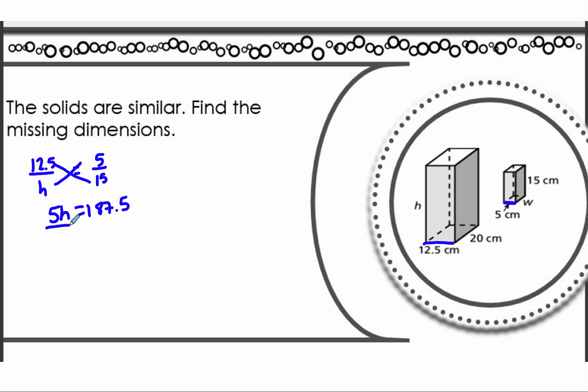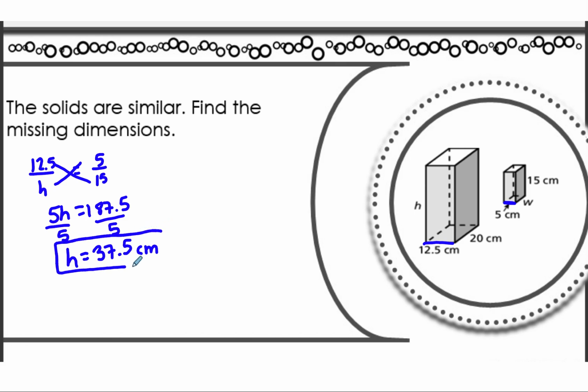Then I would need to divide both sides by 5. So when I take that and divide by 5, I get 37 and a half. And that would be centimeters.